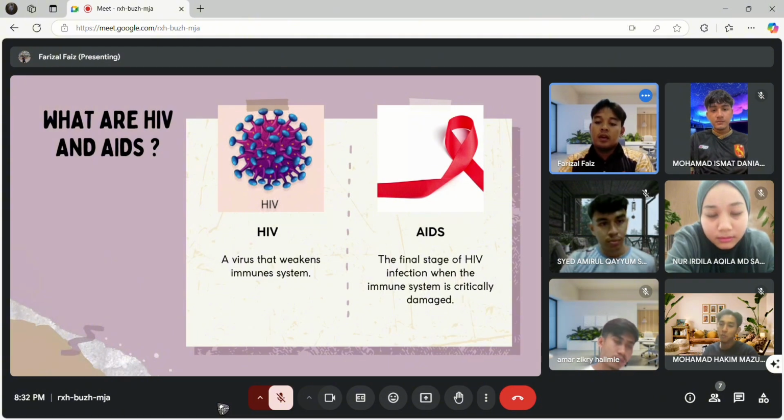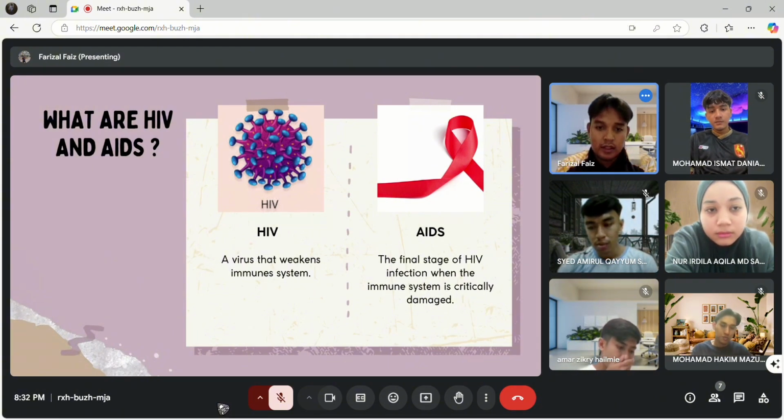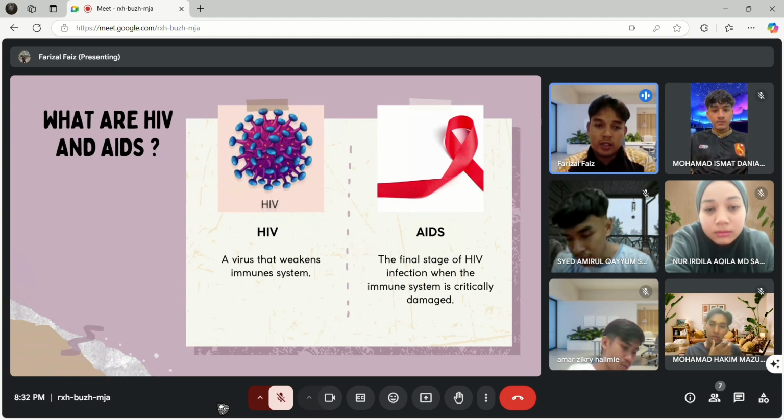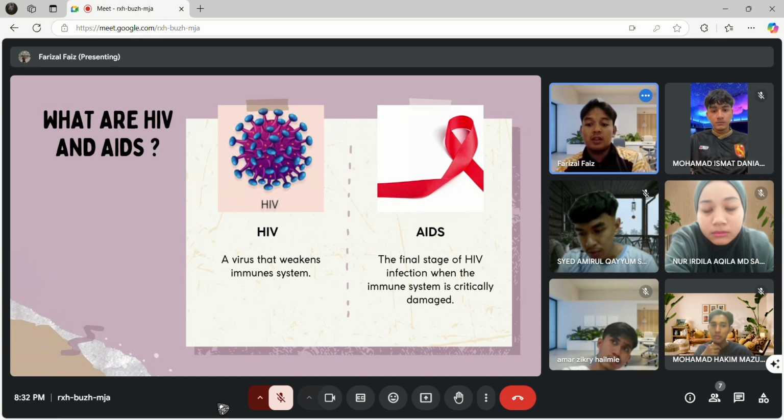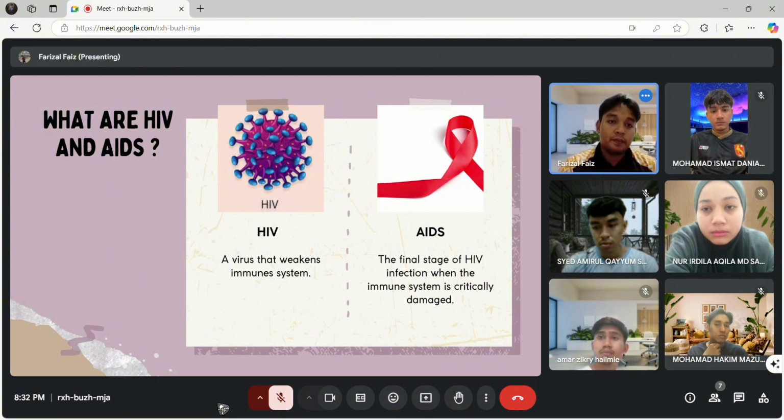So I will explain about what is HIV and AIDS. Basically, HIV is a virus that weakens our immune system, and AIDS is the final stage of HIV infection when the immune system is critically damaged, which is when our T cell count is at a low level.